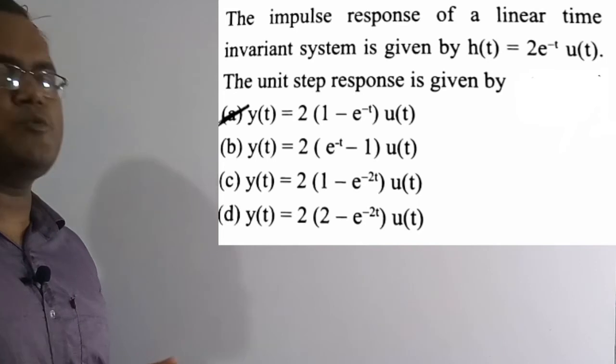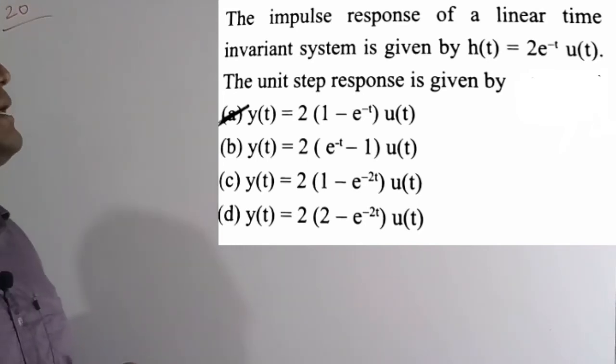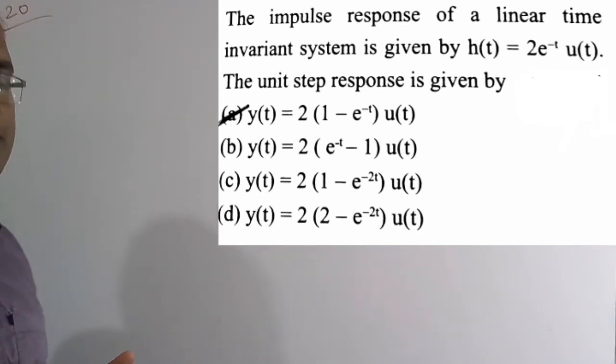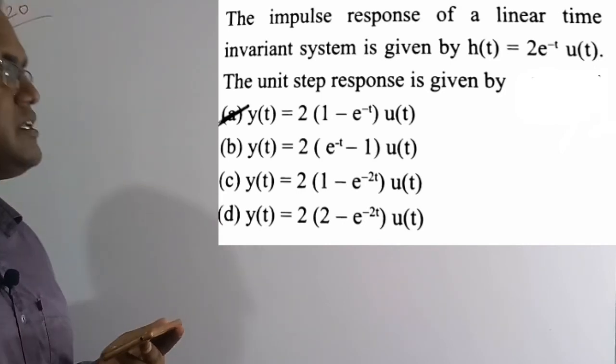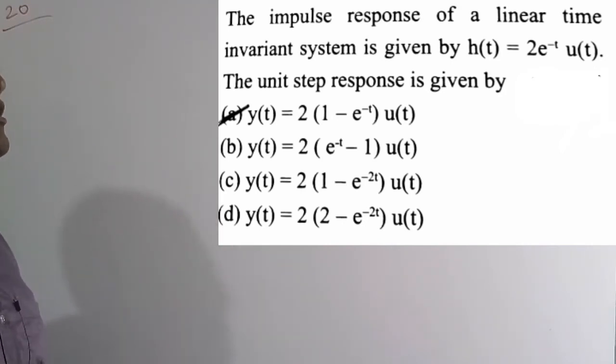So the unit step response is given by. In the question they are given the impulse response. We need to find what is the step response. So what are the four options? Option A is the correct solution of this question. So let's solve this numerical.